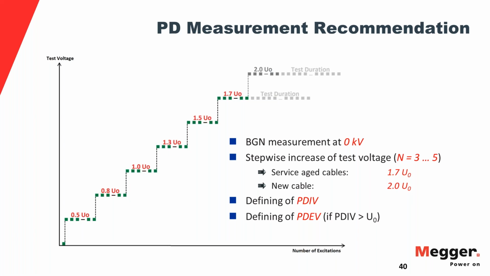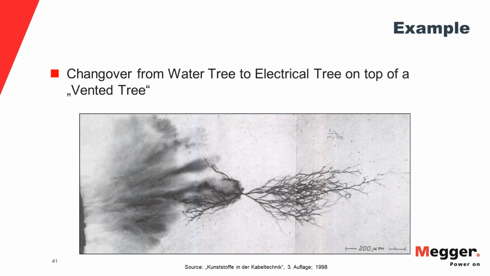Then during the test, you define by this step procedure the inception voltage and then the extinction voltage in the software. And then I just want to show you some examples again. So you have this transition from a water tree to an electrical tree inside the solid insulation, and this is just one type of partial discharge, and that will keep tracking and tracking until you have an insulation failure.